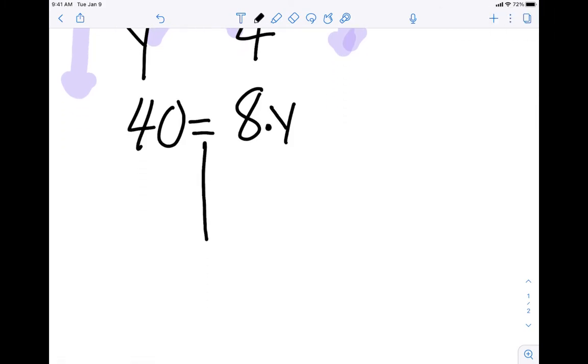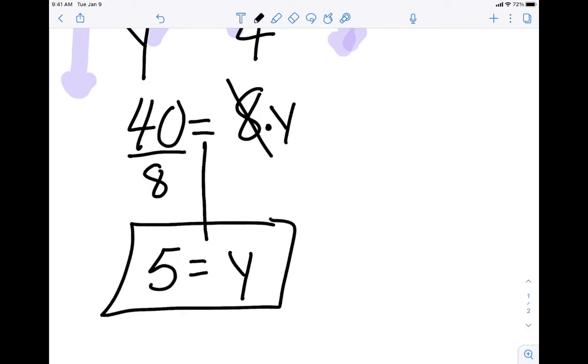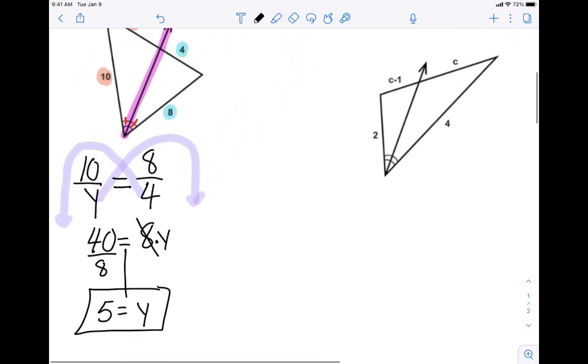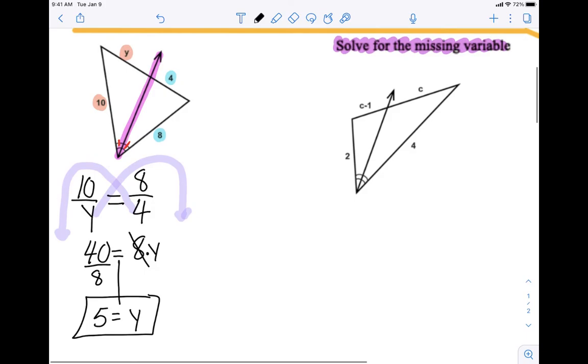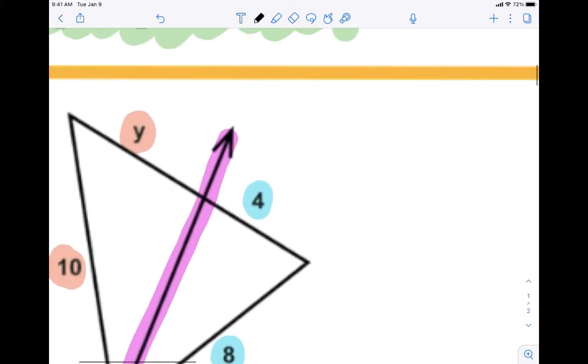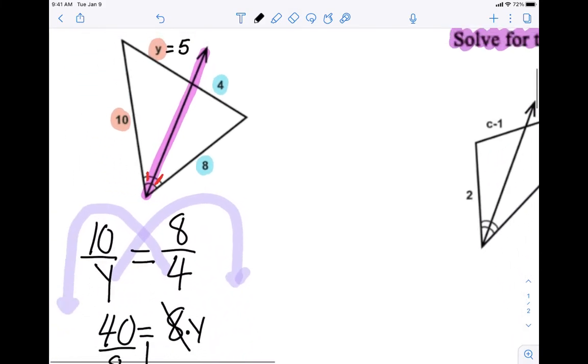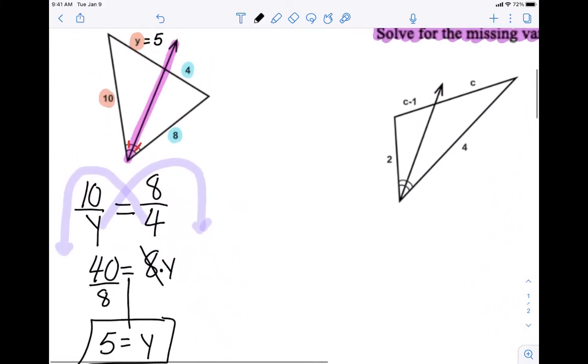8y means 8 times y. The opposite of multiplying is dividing. And I get 5 is equal to y. And that is my solution. I have solved for y. There you go. So that means that up here, y is equal to 5. Look at that. I found my missing side.